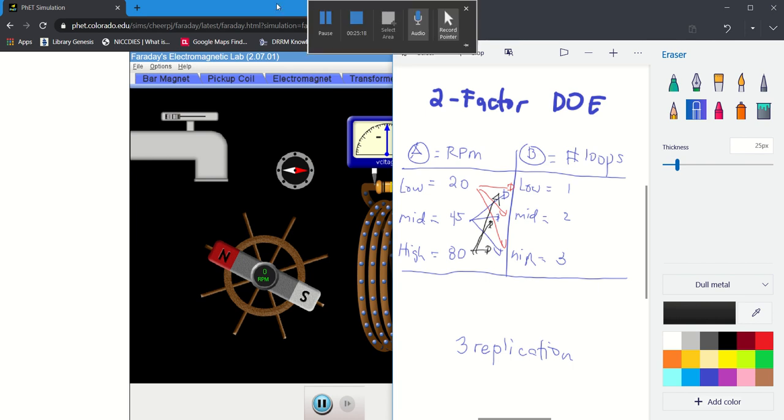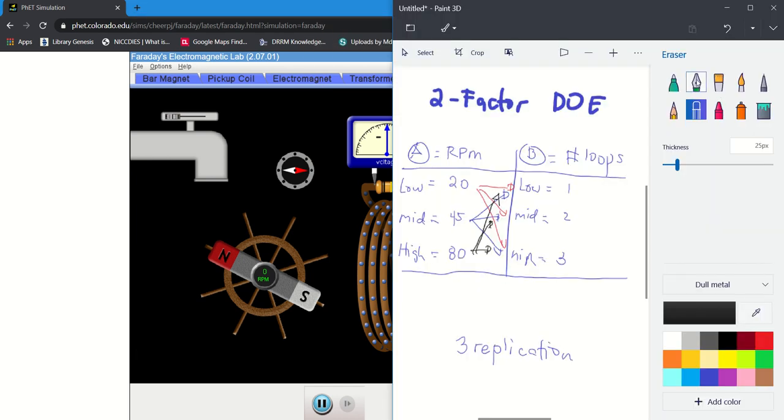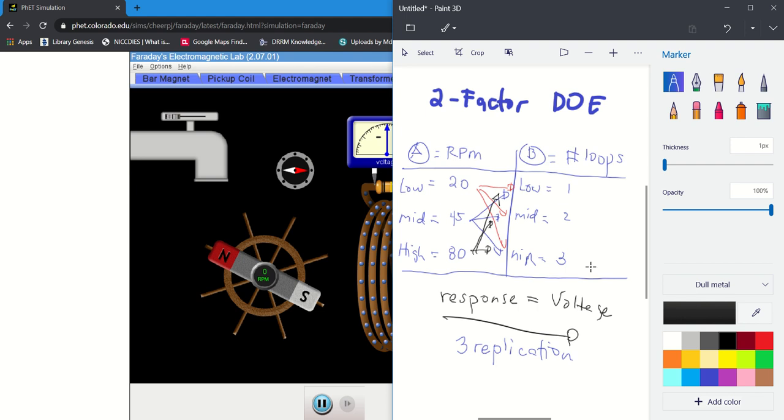So how do we do this? Right, so kompleto na ba ang experiment natin? Yes, kompleto na. Pero may kulang na lang na isa. Ano yung ating response? O yung outcome or output? Ang ating response is voltage, of course. So, ano ba ang takbo nitong kwento?